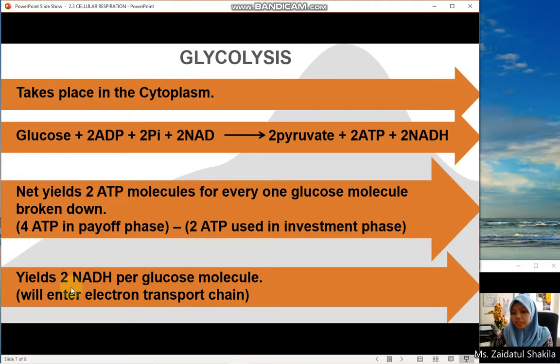Also, glycolysis produces 2 NADH per glucose molecule, and the NADH will enter the electron transport chain in step number 4, or process number 4.